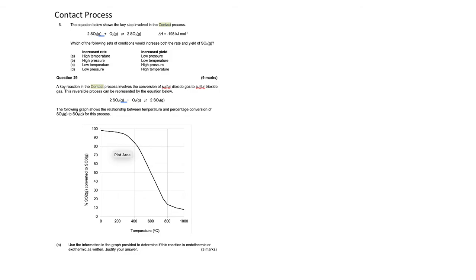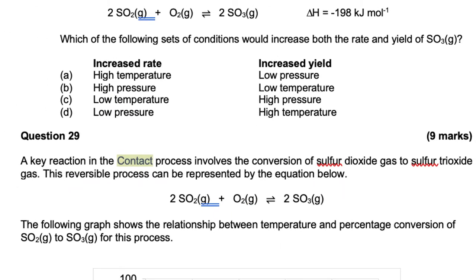So let's zoom in. High temperature, yes, for rate. Increase yield, low pressure. Low pressure will favor the reaction that makes more particles, which is the reverse, so that's no. Right, high pressure, increase rate, yes. Low temperature, increase yield, yes, because it's exothermic. Low temperature for rate, no. High pressure for yield, yes. And low pressure for rate, no. And high temperature for yield, no.